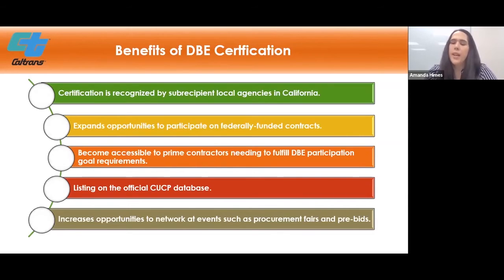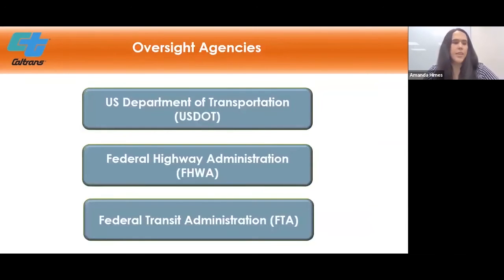Some of the ones that might apply more for the certification would be our procurement fairs and our pre-bid meetings for construction contracts. Okay. So there is kind of an oversight by multiple agencies, so that's listed here. The U.S. Department of Transportation is, we'll say, the parent program, basically, along with the Federal Highway Administration and the Federal Transit Administration. So they oversee the DBE program at the highest level.